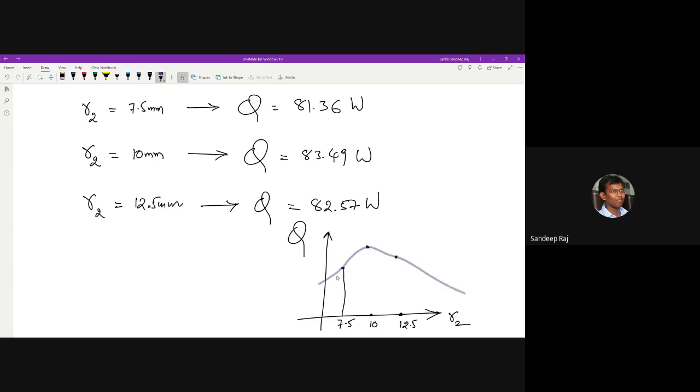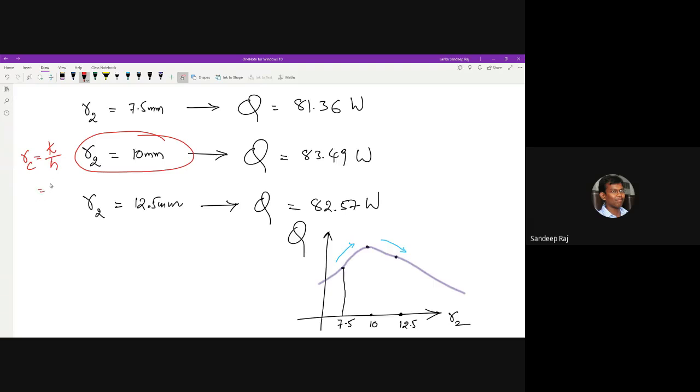Can you see that? So what we can see from this is there is an increasing trend first, and then it will reduce. Okay. So what is this point? The point 10 here is nothing but your critical radius of insulation. That is RC that you have found out, the K by H.